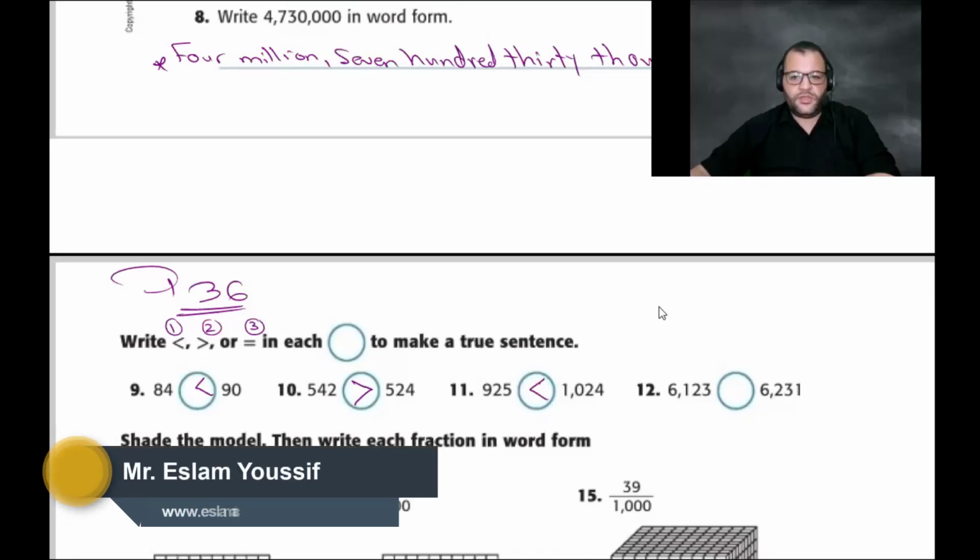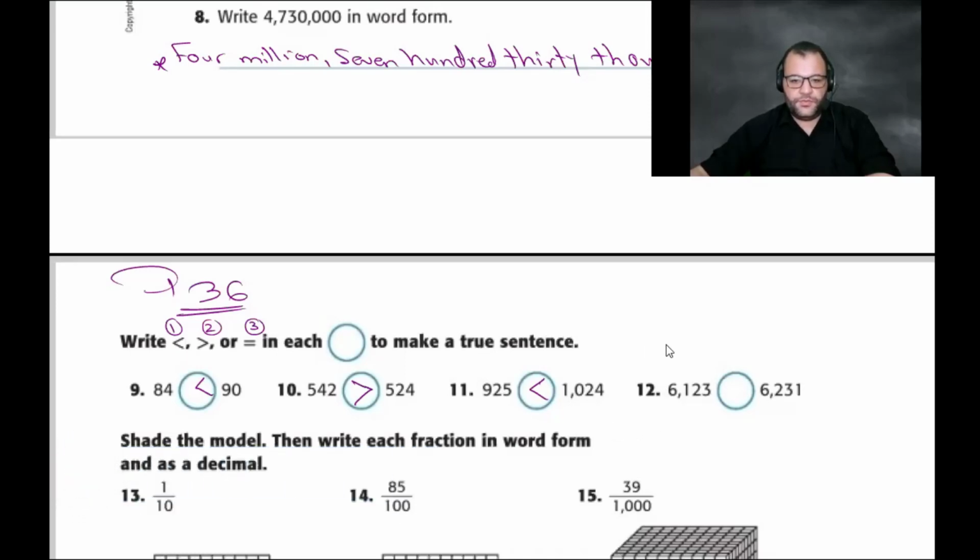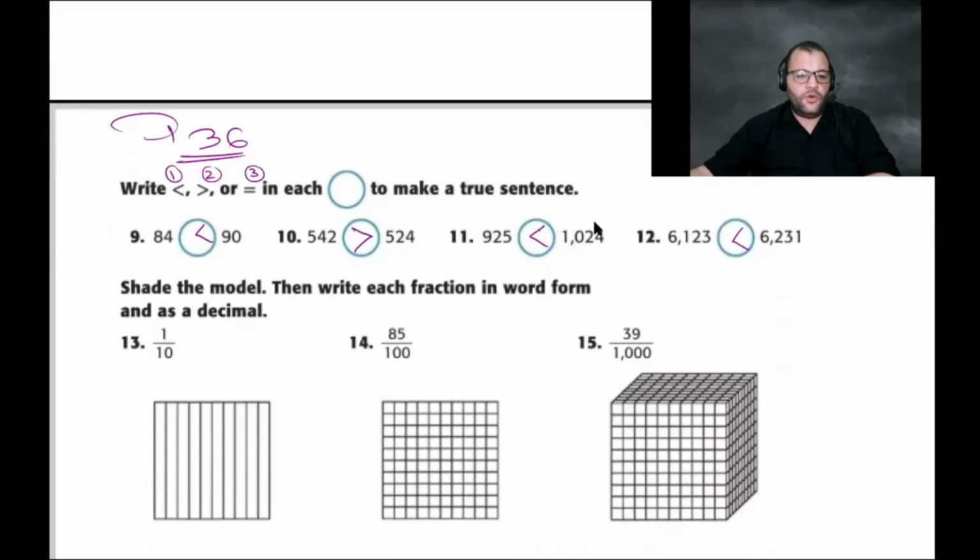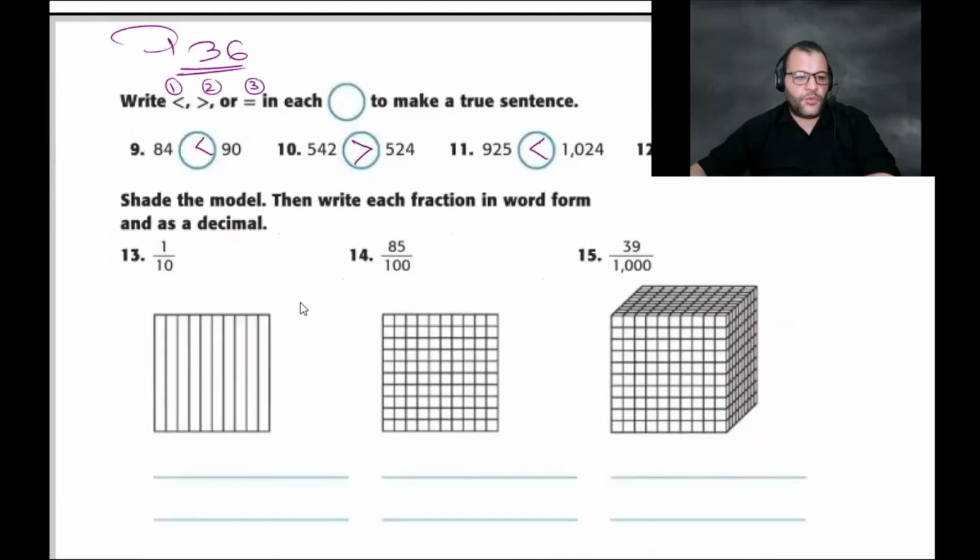We have Eslam Salama. Can you solve number 12? We will choose sign number 1, which is 6,123 is smaller than or less than 6,231. Okay. Now we need to represent, to shade the part here. We need to shade it. Then we need to write it as a decimal and as a word.